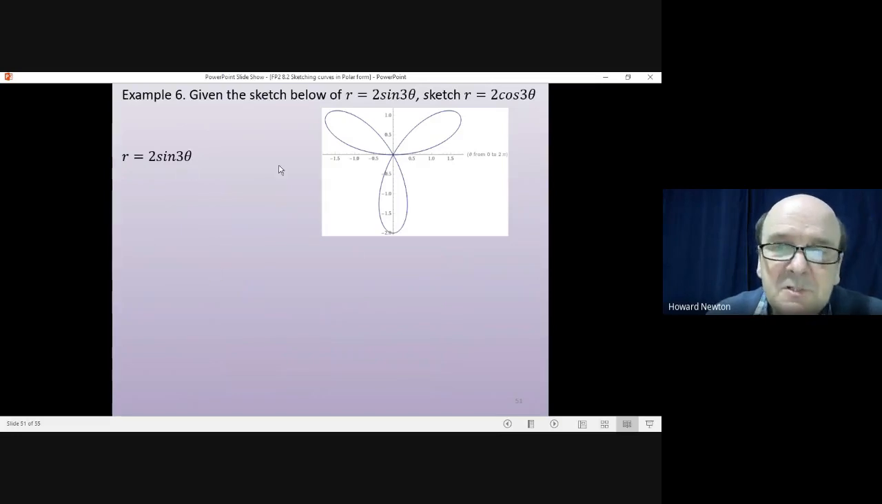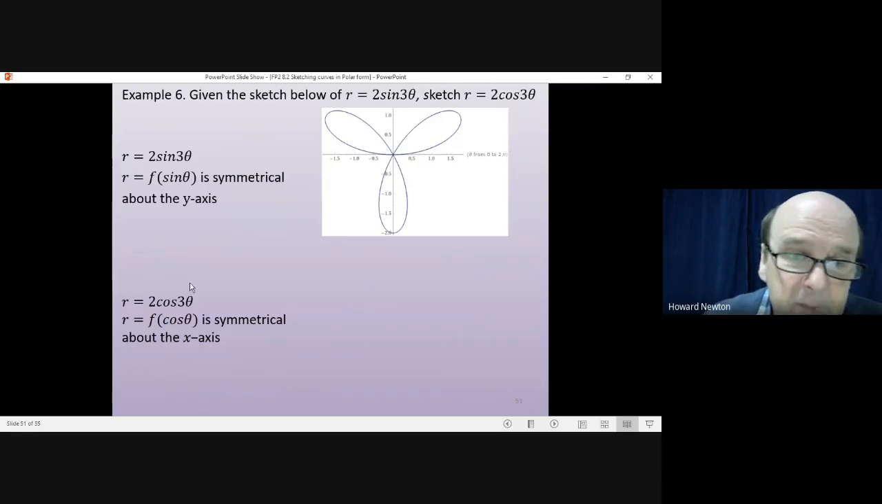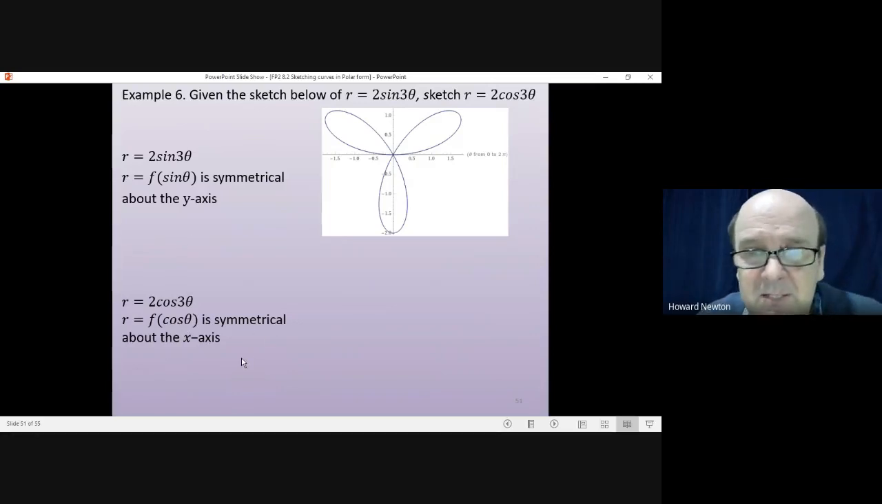Well, r equals 2 sine 3 theta. Because 3 is an odd number, there are just 3 loops symmetrically arranged. Because it's a function of sine theta, it's going to be symmetrical about the y-axis. And you can see that the y-axis is a line of symmetry. r equals 2 cos 3 theta. Well, that's a function of cos theta. Because it's a function of cos theta, it'll be symmetrical about the x-axis.